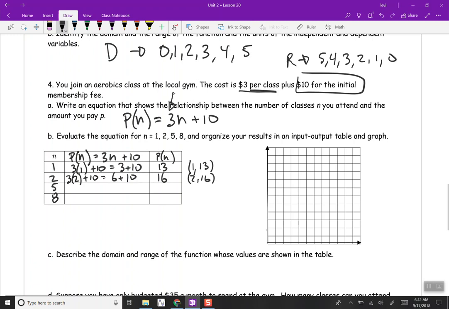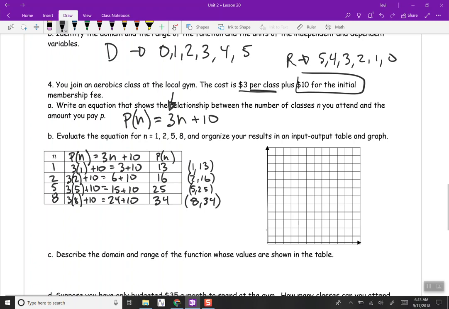What should be our pattern? We should be going up 3 each time. Let's see if it works. Oh, but this is different because we're not changing just one unit each time here, so we can't just do the pattern. We have to substitute in our values. 15 plus 10 makes 25, so (5, 25), and 8 would be 3 times 8 plus 10, or 24 plus 10, which makes 34, so (8, 34).